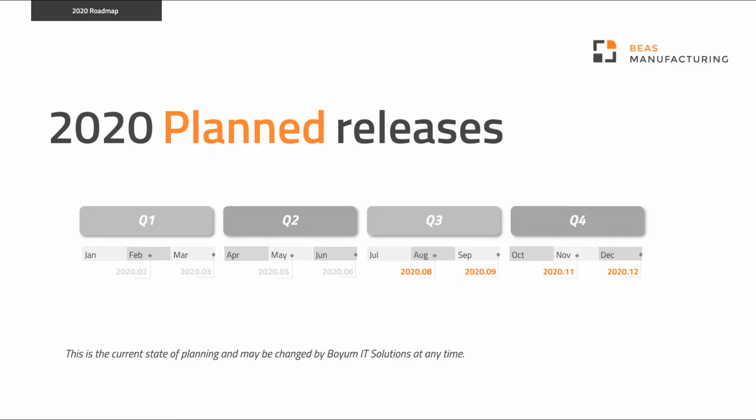In this final slide of our presentation, you can see our planned releases for 2020. The release titles are derived from the respective months they are made available. In Q2, we released 2020.05 in May, and now we're releasing version 2020.06 in the end of June. As the flowchart indicates here, we're planning to come out with a fresh release every 1.5 months until the end of the year. Please note that this current state of planning may be changed by Boyum IT Solutions at any time.